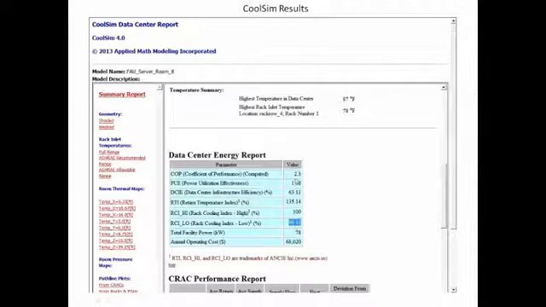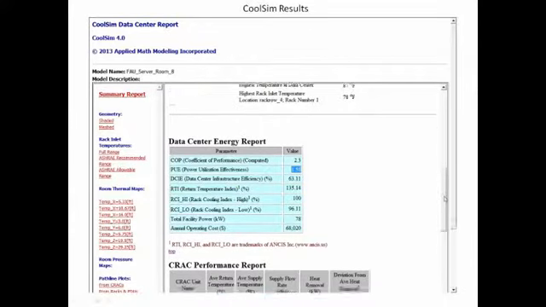The other thing you can do with CoolSim is predict the energy consumption. Here we used measured data. We took a look at the amount of energy being consumed by the cooling units and plugged that into the program, and it's showing a PUE of 1.6. Not very good, as it turns out.